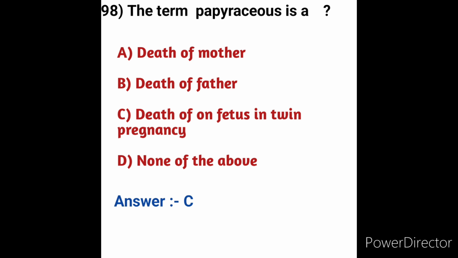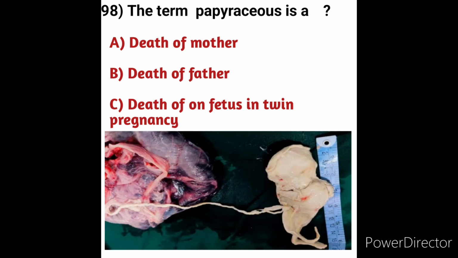It occurs in early pregnancy with retention of the fetus for a minimum of 10 weeks, resulting in mechanical compression of the small fetus or loss of fluid. Here option C, death of one fetus in twin pregnancy, is called papyraceus. Here we can see in this picture the death of the fetus in twin pregnancy.